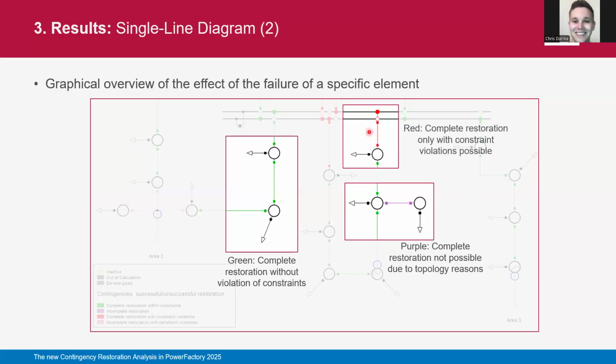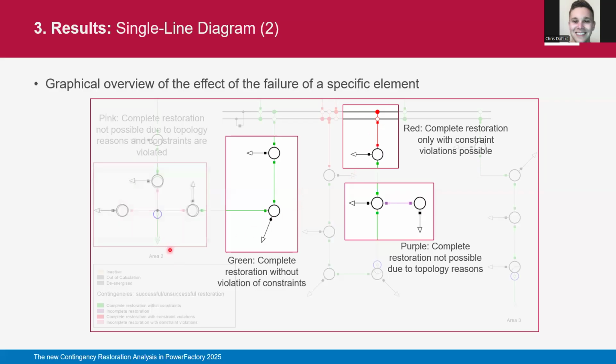Also, very easy to explain is the red color. So this means it would be possible to resupply all customers, but only with violations of constraints. So when this line fails, this means topologically, we are able to restore the power to our customers, but in this process, a loading or voltage limit will be violated. So there's also room for improvement.